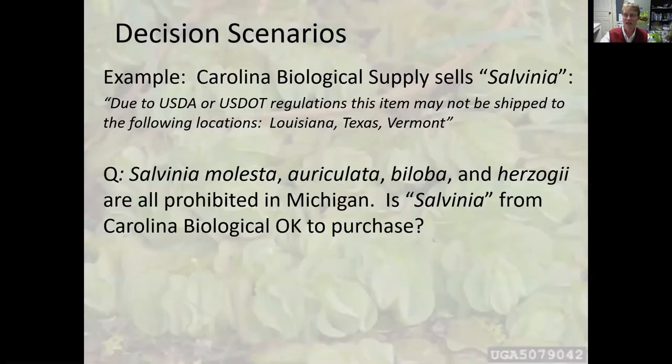Carolina also sells salvinia, and it also has limits on where it can ship. There's a whole bunch of salvinia on our invasive species website that is prohibited in Michigan, and the only thing Carolina tells us is the genus, that it is salvinia that they're selling. So I have no idea if I can purchase this or not. I would probably say no.